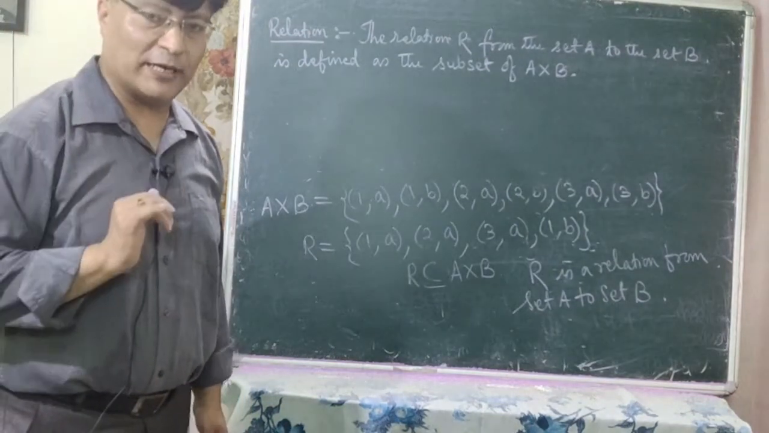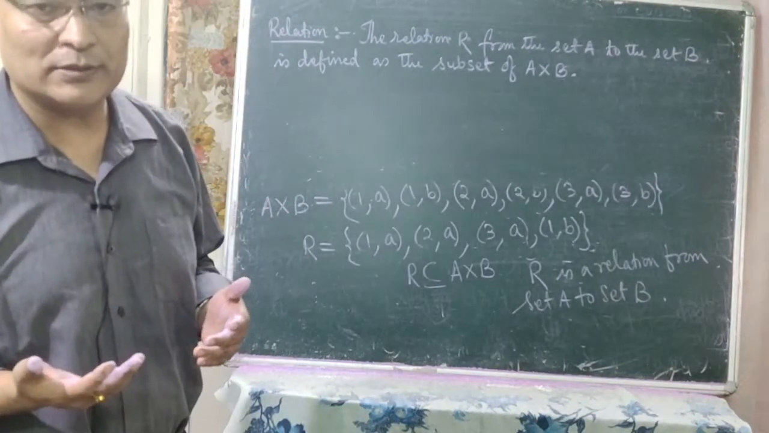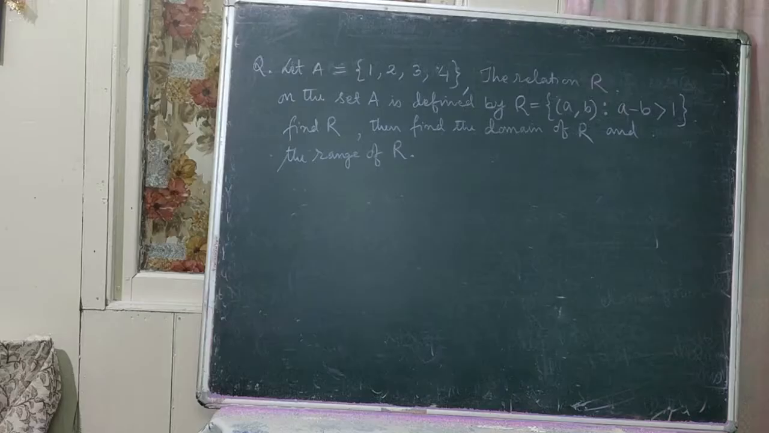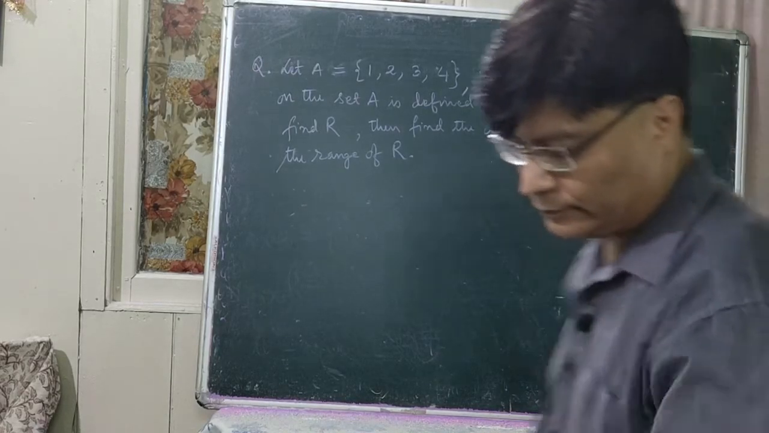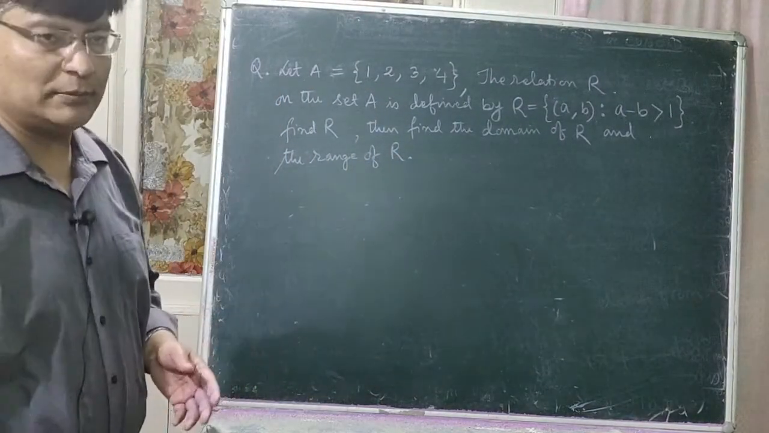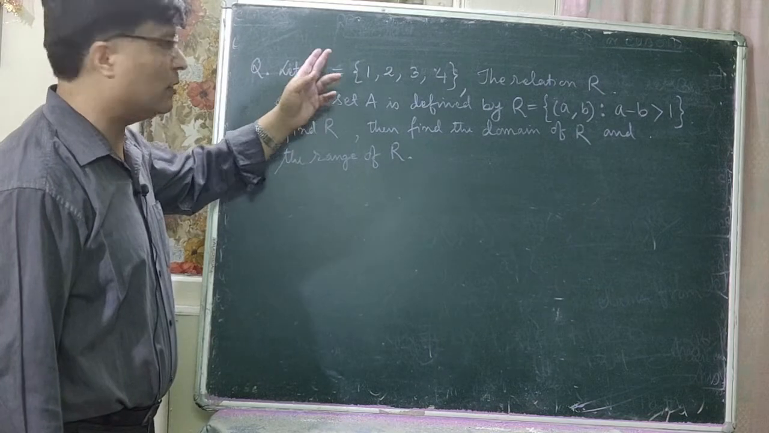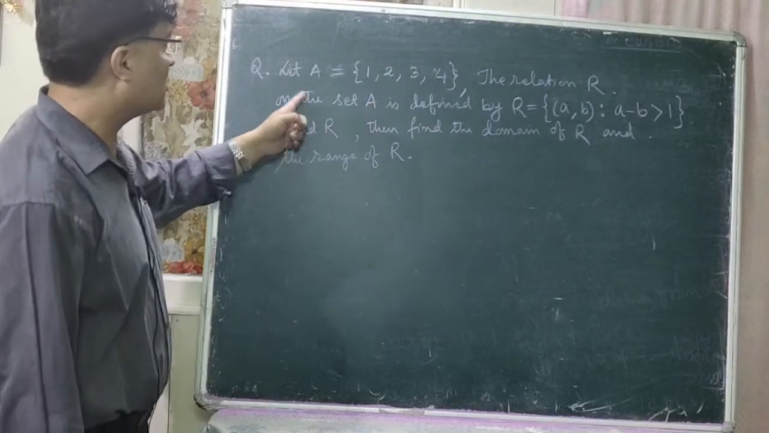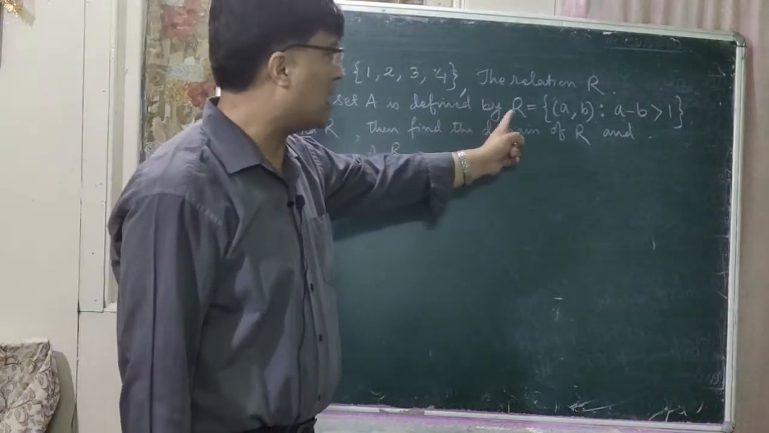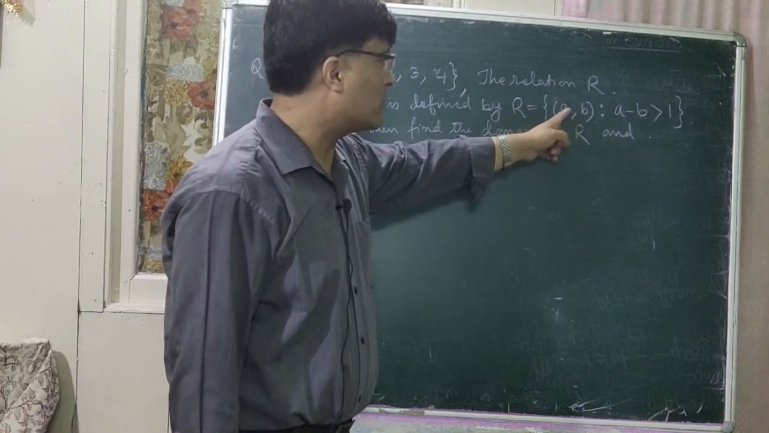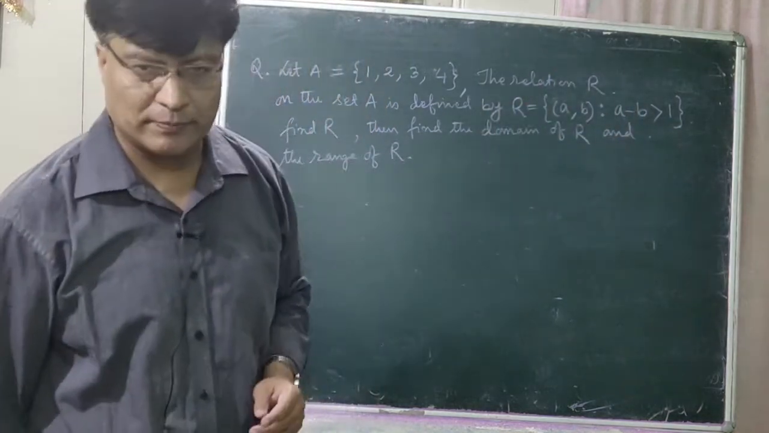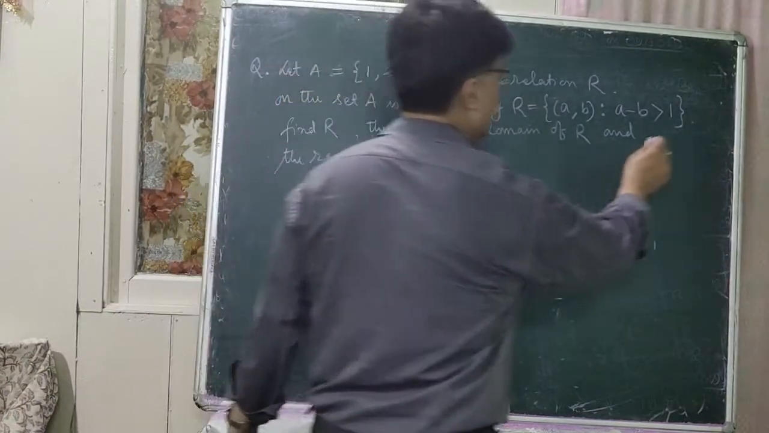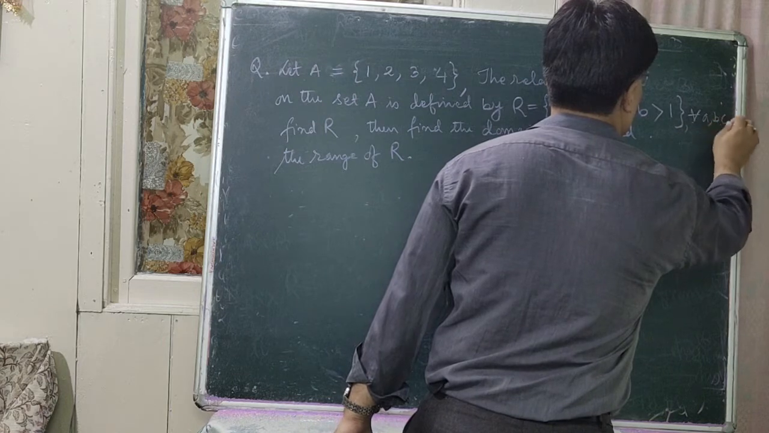So let us do one example of relation, okay? Then I'll explain the types of relation, right? So now let us take this example. Let capital A be a set of numbers 1, 2, 3, 4. The relation R on the set A is defined by capital R equals the set of (a, b) such that a minus b is greater than 1, for all a, b belonging to capital A.